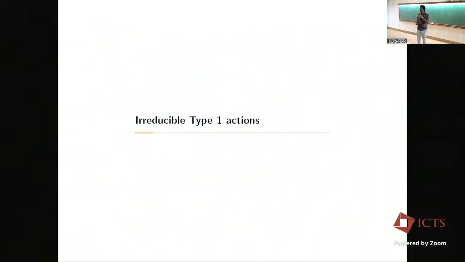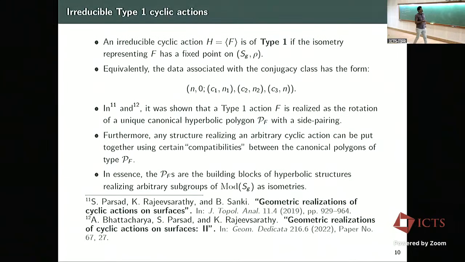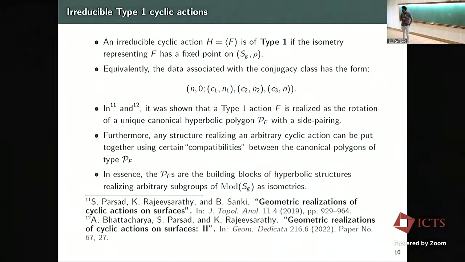Right, so we talked about irreducible cyclic actions, which are actions whose corresponding orbifolds are like this, a sphere with 3 cone points. But within this class of actions, we are going to focus on a particular subclass of actions, and these are called type 1 irreducibles. At least this is the name I have given, but I'm sure there's a better name for it.